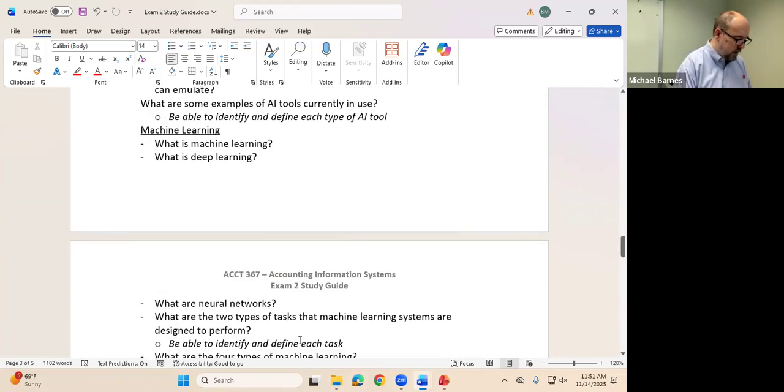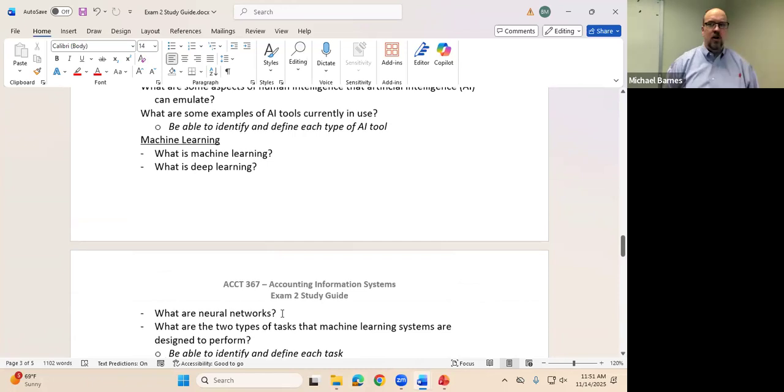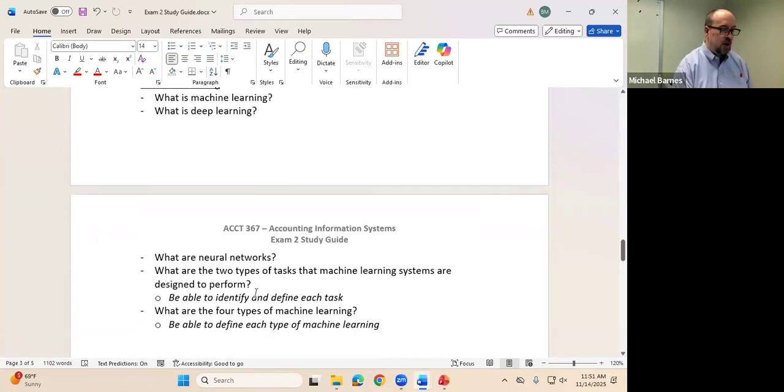Machine learning. So make sure you can identify and define machine learning, deep learning, and neural networks. Neural networks, to a lesser extent, you only need to know neural networks as they apply to deep learning, because that's how we define deep learning. Remember, deep learning is probably the most complex form of machine learning, and it's basically trying to emulate the way human neural pathways are developed. So that's why we use the term neural networks. What are the types of machine learning? The two different types of tasks that machine learning systems are designed to perform. This one's pretty basic. It's classification and regression. Make sure you know those and you understand the basic definitions. This does not need to be a verbatim definition, but it has to be somewhat consistent with the way that I've taught them in this course.